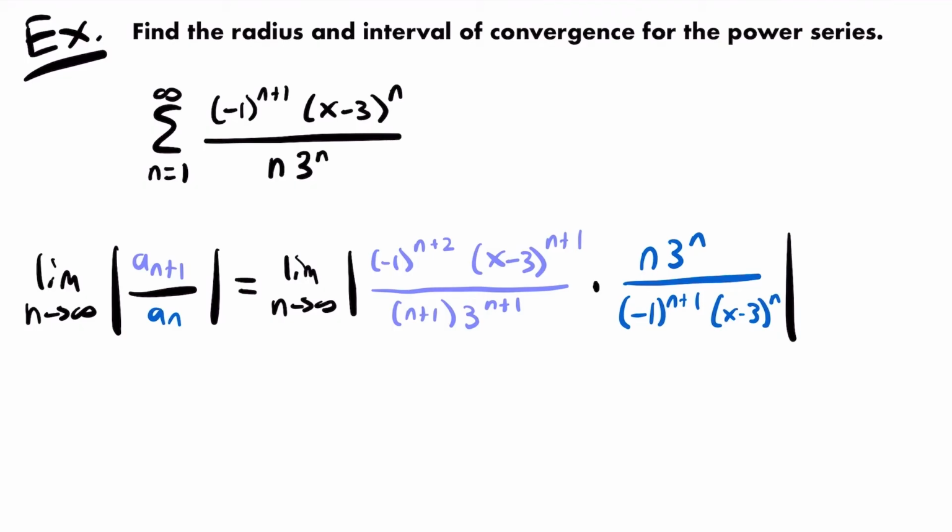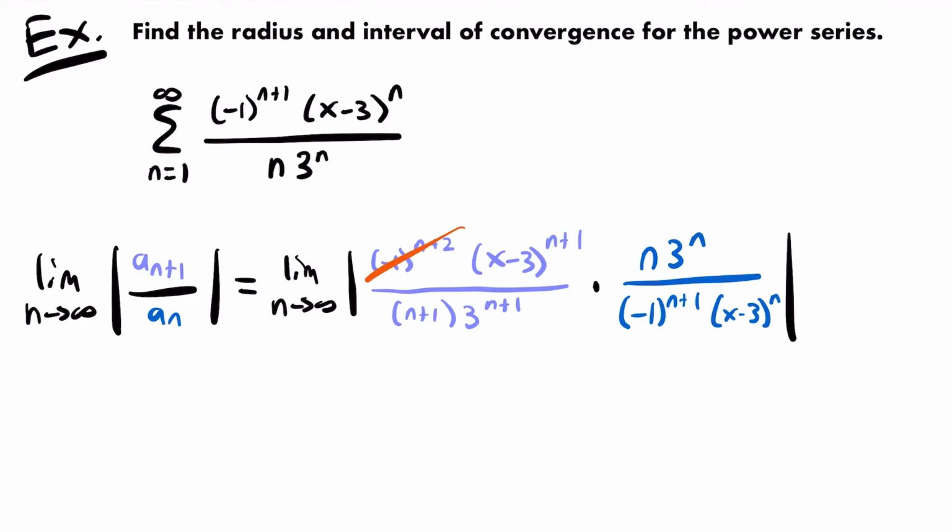The first thing I notice here is that these absolute value bars are going to eliminate negative 1 to the power of n plus 2 and negative 1 to the power of n plus 1, because both of those parts can only be one of two values. They will either be positive 1 or negative 1, and so the absolute value of that is always going to be positive 1.